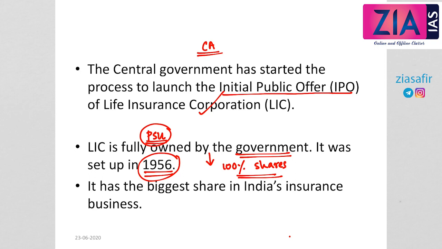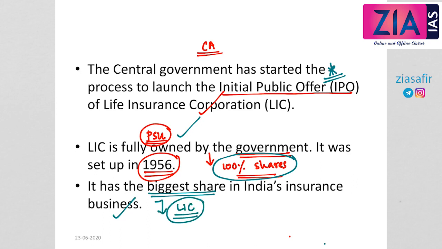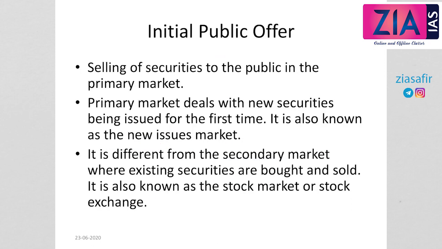So, we have to understand what is an IPO, what is an initial public offer. We also need to understand what is the plan of the government. So, LIC is a PSU, fully owned by the government, which means 100% of the shares of LIC are held by the government, and it has the biggest share in India's insurance business. So, LIC has a major stake in the insurance business in India.